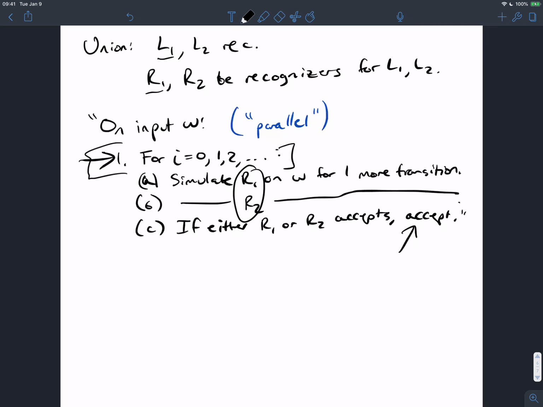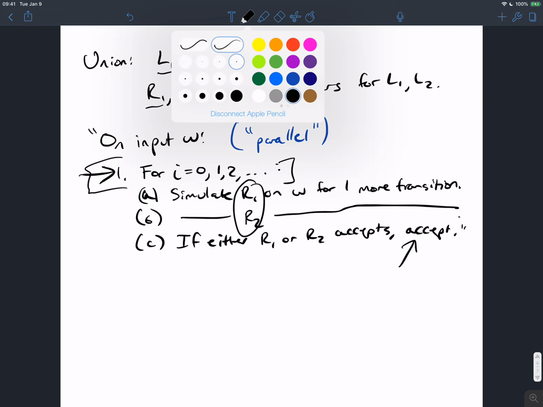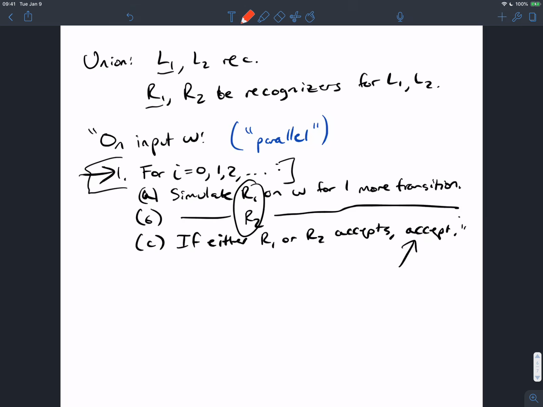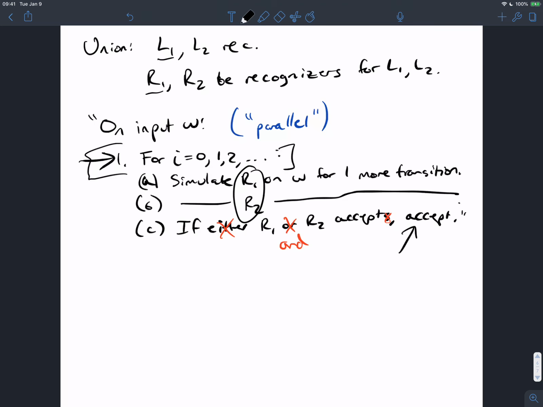Other questions? Okay, what about intersection? We actually only need to change one word here for intersection. R1 and R2, but I guess either goes away, and the S on the end of that. But it's really easy to change it, right? The correctness is almost exactly the same as for union, but here it's just intersection. If both of them say yes, then we say yes.